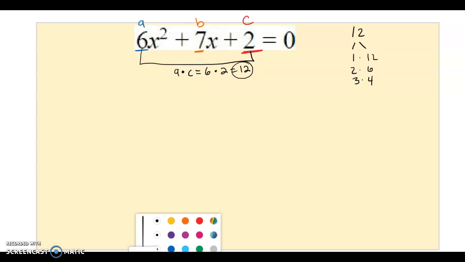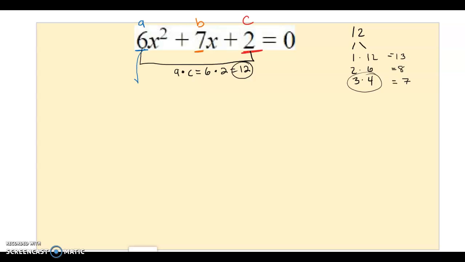Well, 1 plus 12 actually gives me 13. 6 plus 2 is actually going to give me 8. 4 plus 3, oh hey, there's my 7. So I'm going to use these two factors. Since they're both positive, I know they're going to be positive.